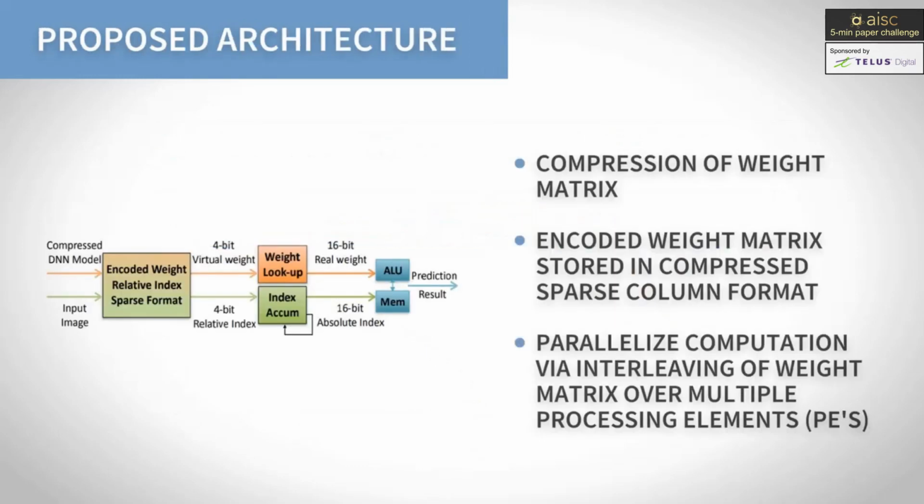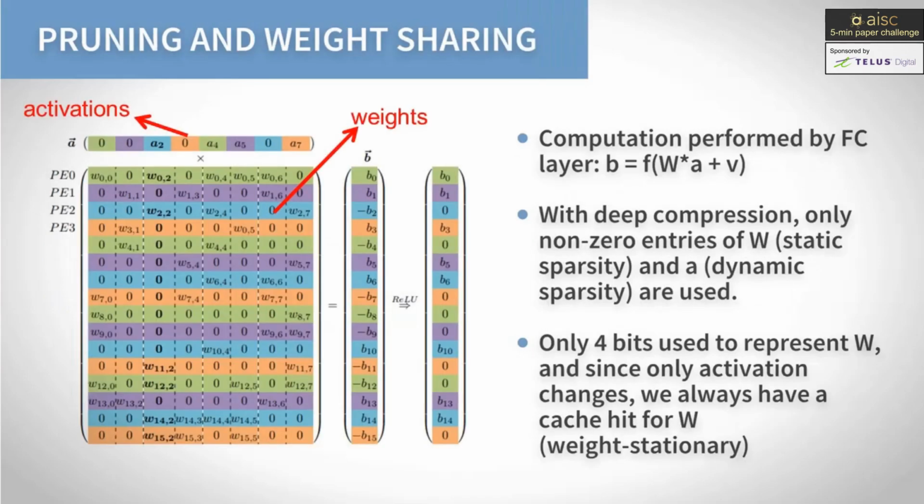The architecture that is proposed in the paper has three key features. The first feature is with regards to the compression of the weight matrix. The second key feature is that the encoded weight matrix is stored in a compressed sparse column format. The third feature is that the computation is parallelized by interleaving of the weight matrix over multiple processing elements.